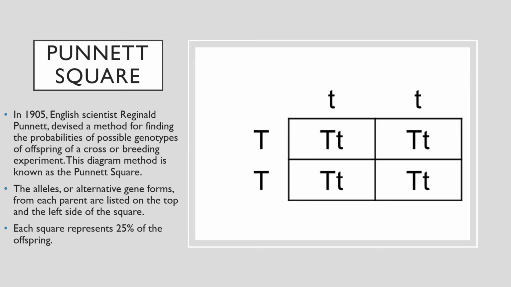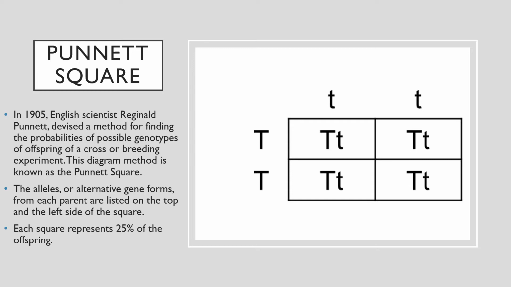So what if you wanted to be able to predict the outcome of two breeding partners? Well, it's actually really simple, and you can use a very basic tool developed in 1905 by Reginald Punnett in order to basically understand what the percentage chance of an offspring having a certain phenotype is going to be. This is a method for finding the probabilities of possible genotypes of offspring of a cross or breeding experiment. This diagram method is known simply as the Punnett Square.